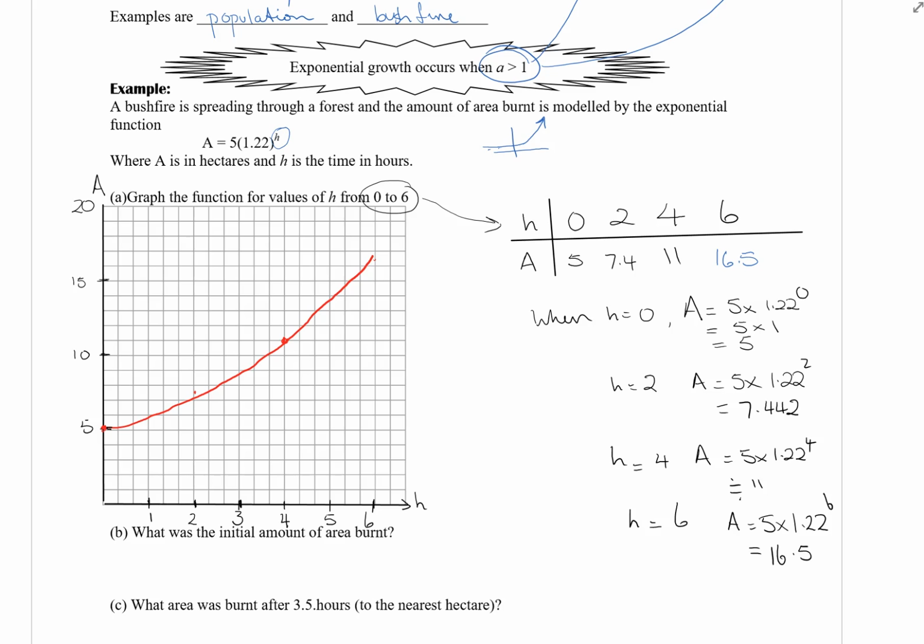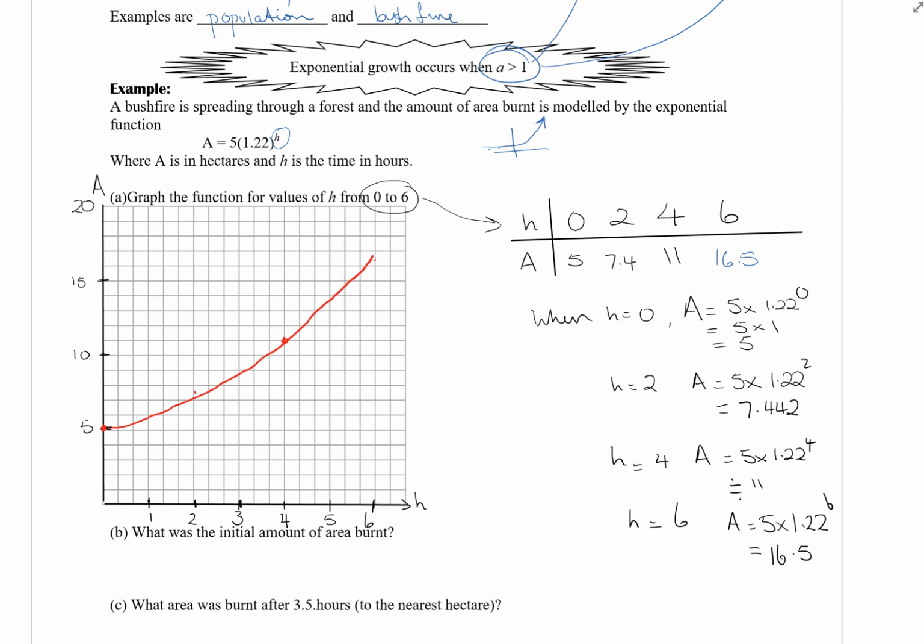I've then set up my axes. You'll notice that it did say h from 0 to 6, but I only used the values 0, 2, 4 and 6. Then I used up as much of the horizontal axis as I could for 6 hours, and likewise the vertical axis, making sure I could get to at least 16.5. I then went about plotting them, and it doesn't make a great curve, but it's sort of in the right shape that it should be.